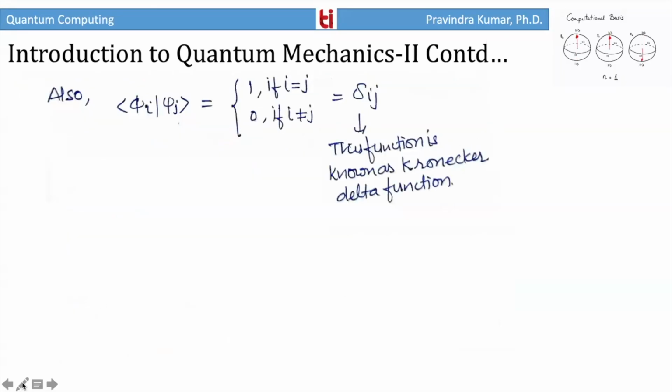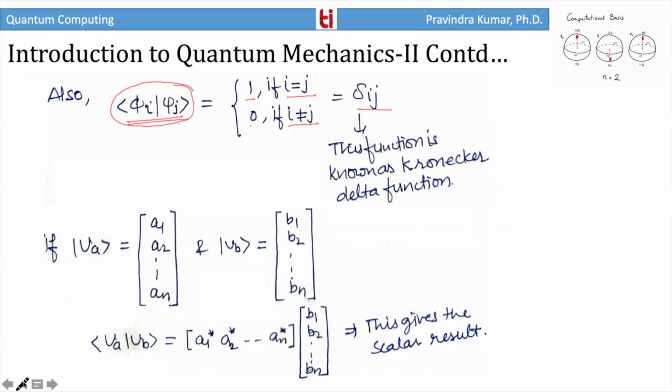Previously, we have seen that the inner product is represented in bracket notation, and it will be equal to 1 if i and j are equal, and equal to 0 if i and j are not equal. So the inner product <phi i|phi j> will be equal to delta ij, that is 1 or 0, and this function is known as the Kronecker delta function.